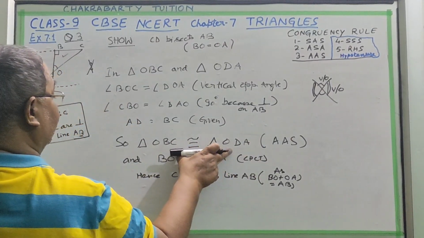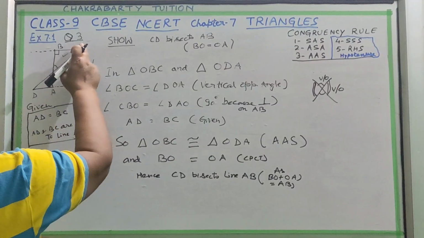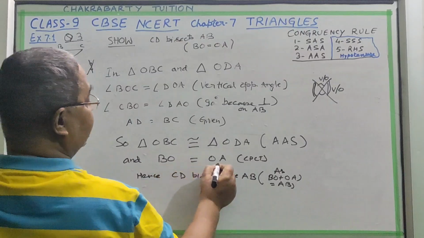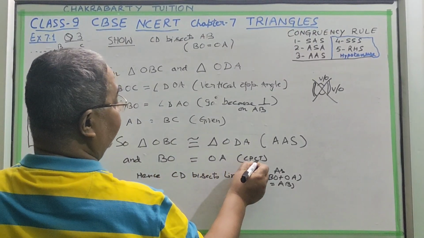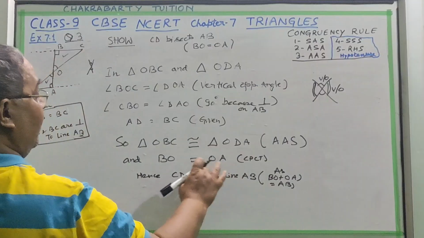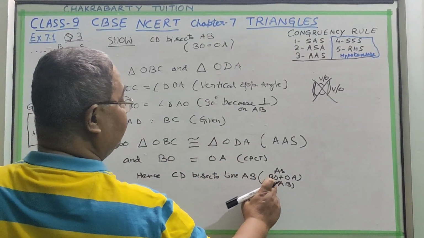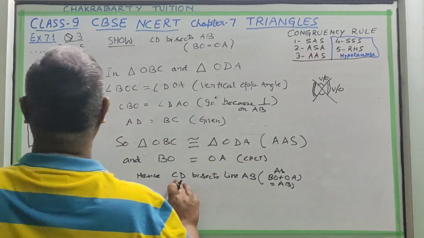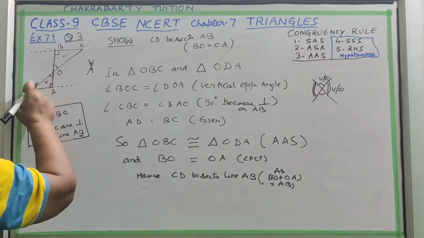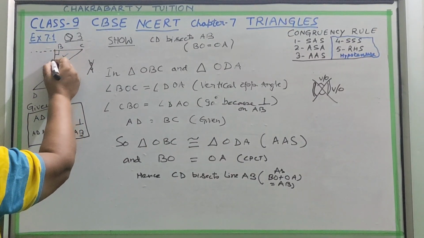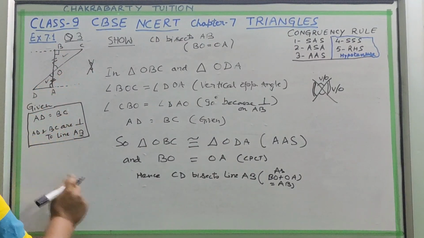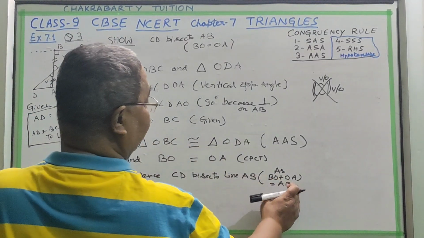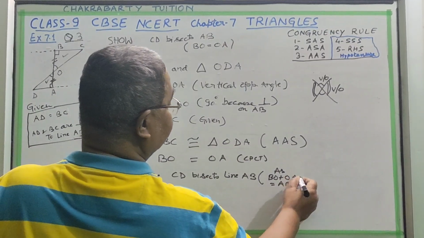So if these two are congruent, it means in OBC, this line also will be equal to this line. BO is equal to OA, corresponding parts of congruent triangles. Actually, BO plus OA makes the AB line. It means CD is cutting it, and this line is now equal to this line. So CD bisects line AB, and it is proved.